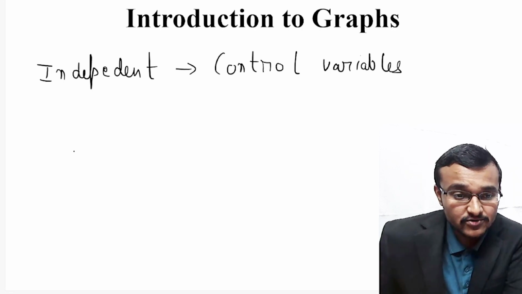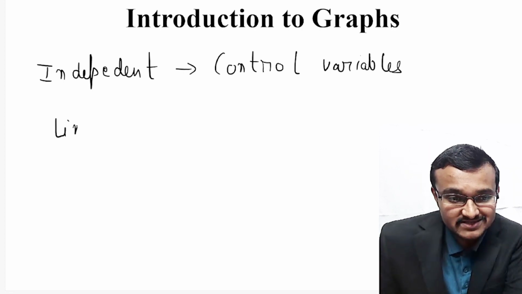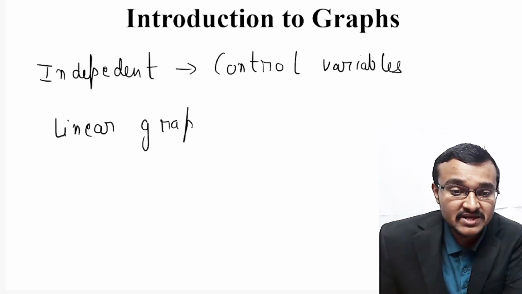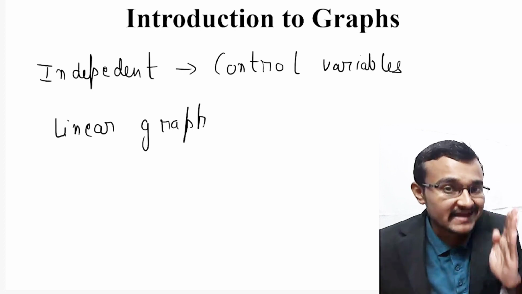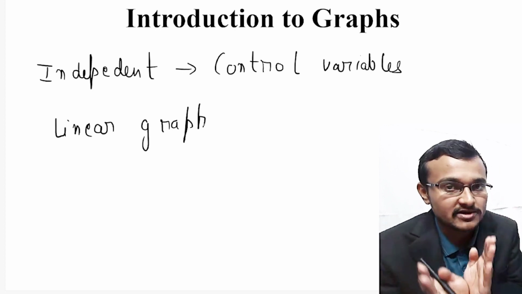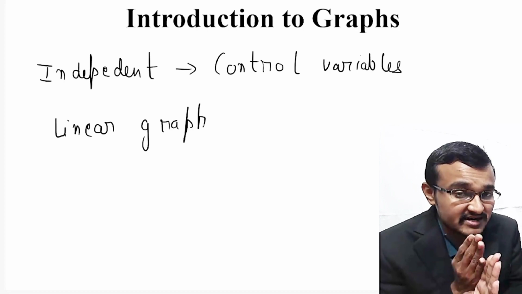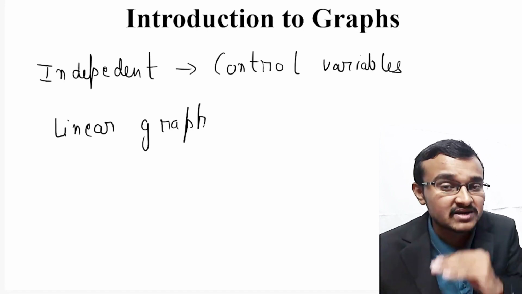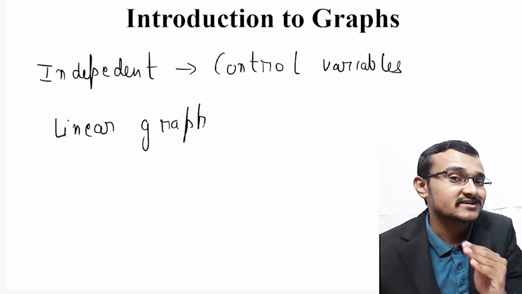Now there is one more term, which is known as a linear graph. What do you mean by a linear graph? If the y-axis values are dependent on the x-axis values, that is, a dependent variable is dependent on an independent variable, there it follows a certain trend.